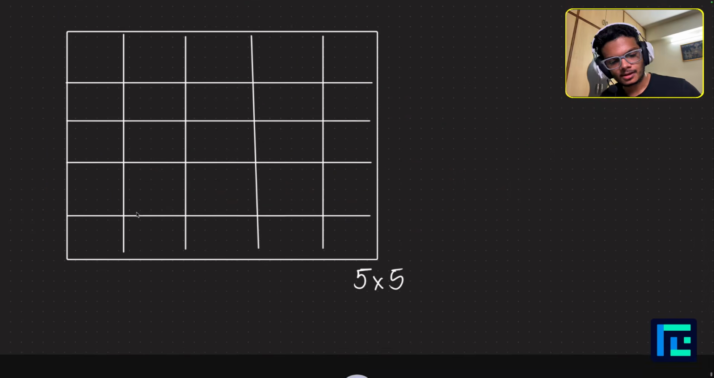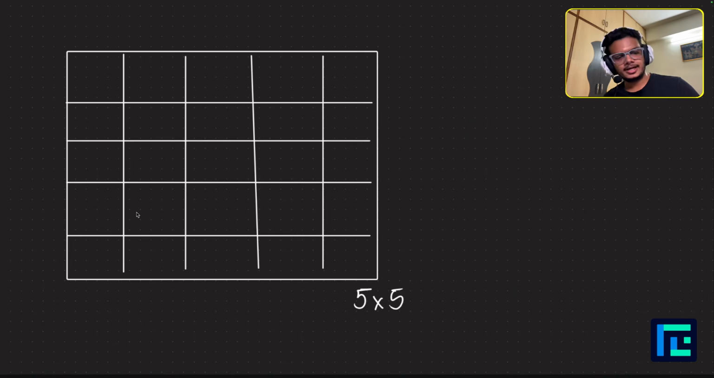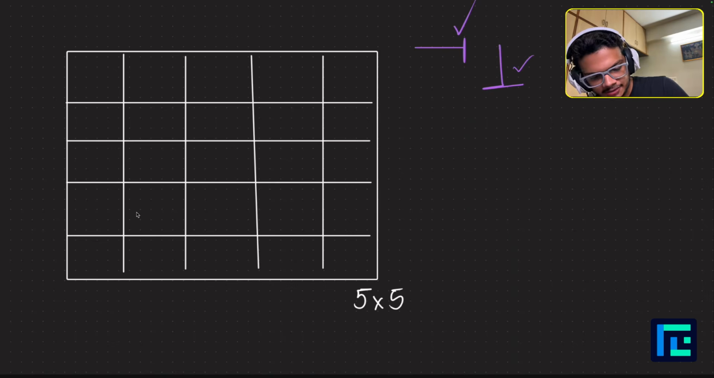Let's just see. I know that a knight can move in an L shape, right? L shape means it either moves 2 steps horizontally followed by 1 step vertically, or it moves 2 steps vertically followed by 1 step horizontally. So let's take it step by step. Let's first consider a case where a knight only moves 2 steps horizontally, and then we'll figure out what happens if a knight moves 2 steps vertically and try to make some observations here.